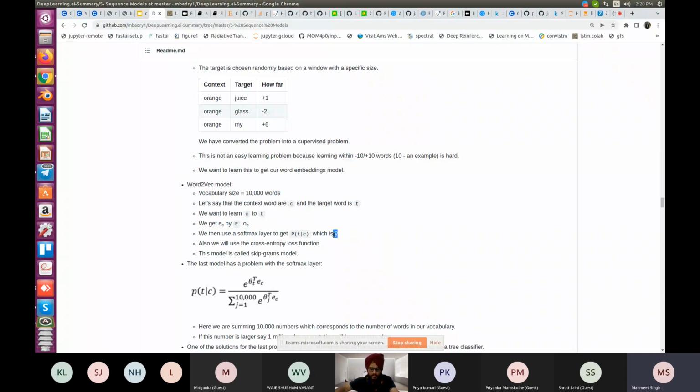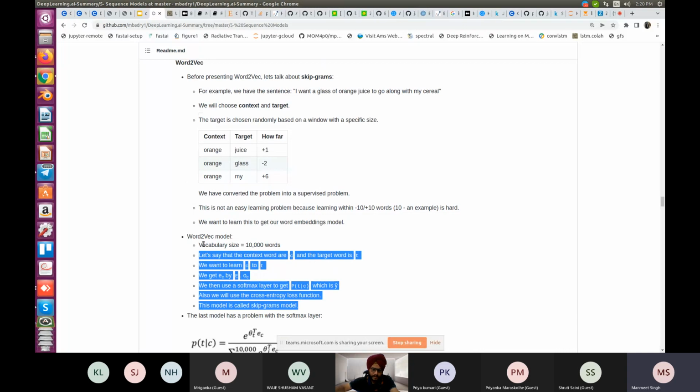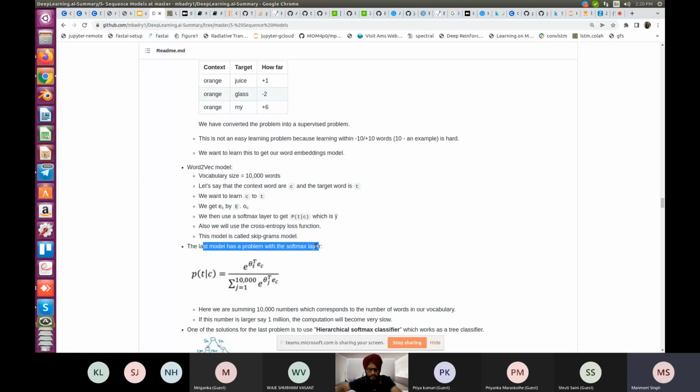So your model will predict y hat. Then the loss function that you can use is cross entropy loss. This is a classification problem. You can use this cross entropy loss, and this model is also known as the skip-grams model. This whole process is also known as the word2vec model, or the skip-grams model. And this model has a problem with the softmax layer.